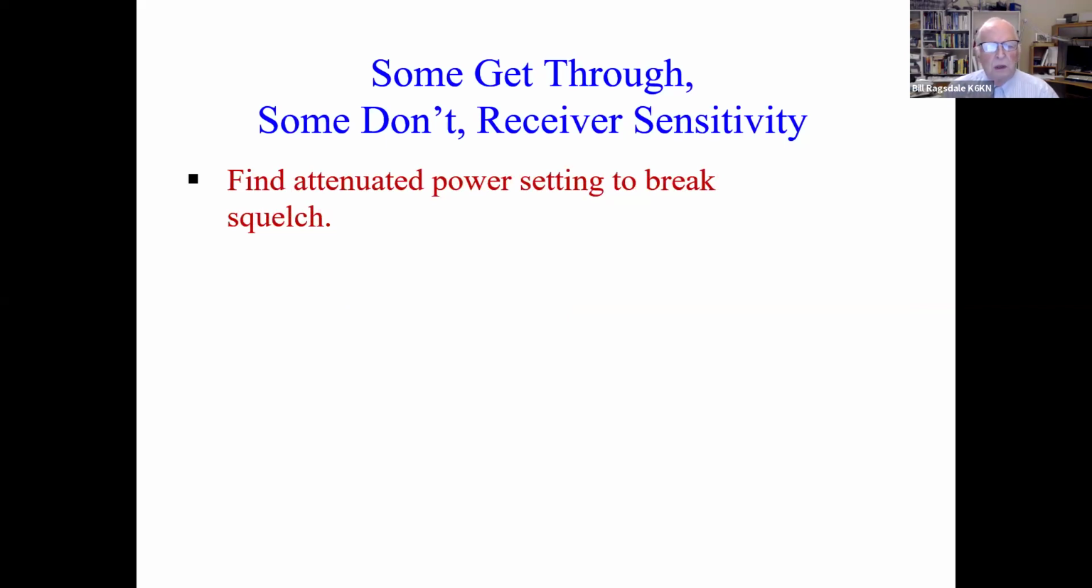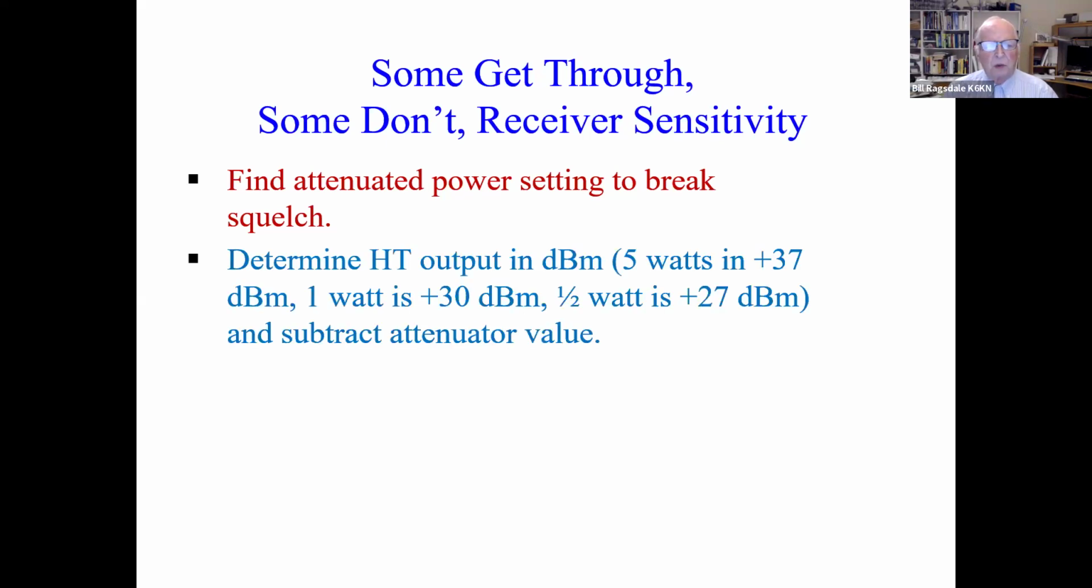So you set to a high attenuation, reduce the attenuation, and wait to break squelch. When you break squelch, then you can estimate your dB transmission level. 5 watts is 37 dB, 1 watt is 30, and a half a watt is 27. And in between those values, you can kind of make a guesstimate about your dB level.